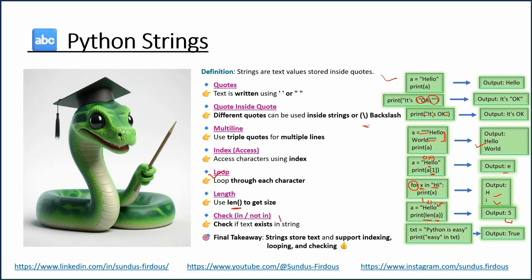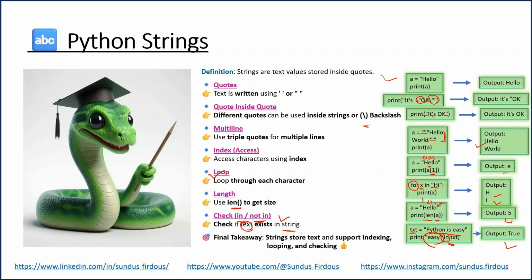Now here is the check with in and not in. What will it check? It will check whether the text is present inside the string or not. So this is my text variable that I stored: Python is easy. Now it will check whether the word easy is present inside the text or not. Here I used the in operator. It's a membership operator, so it will check whether your word is present inside the string or not. If it is present, it will give me True, else False.